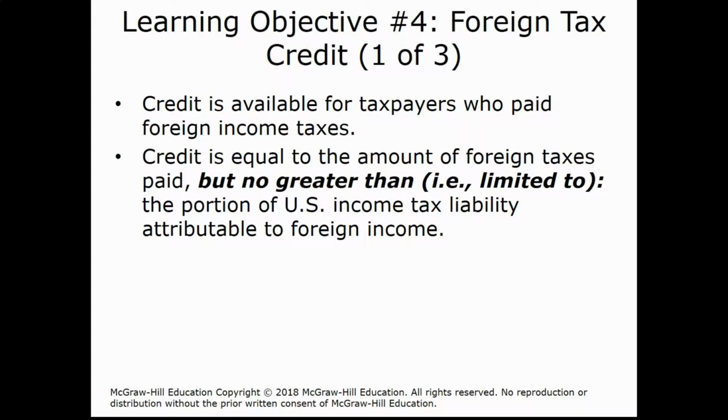It cannot exceed, however, the U.S. portion of the tax liability attributable to foreign income. So if some of your income is attributable to U.S. earnings, some to foreign, the credit cannot exceed the amount of the U.S. tax liability.